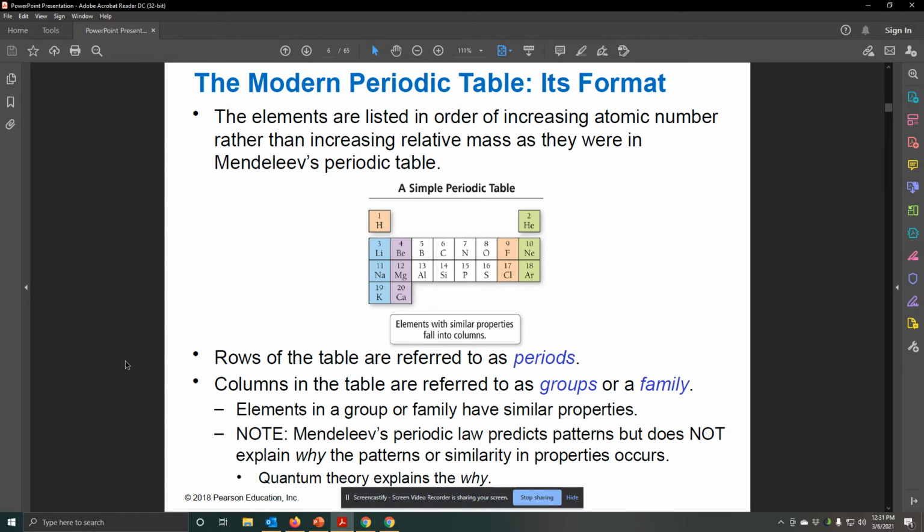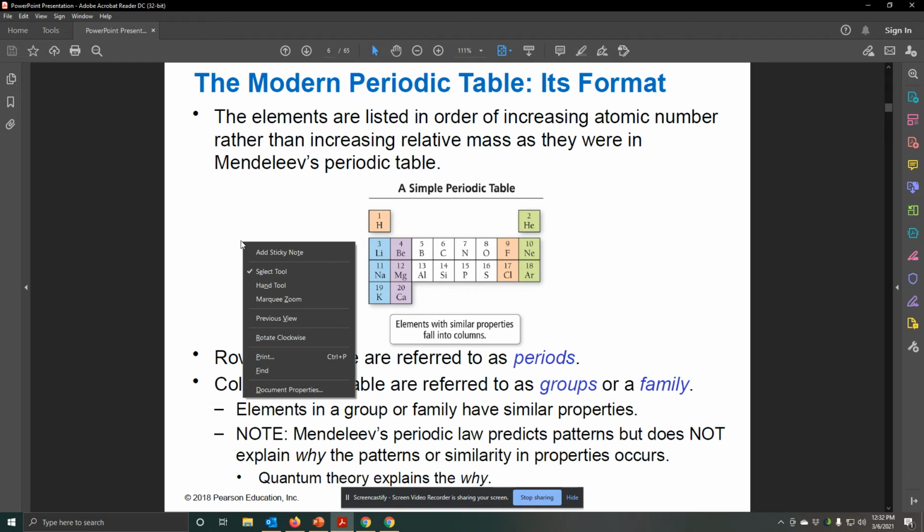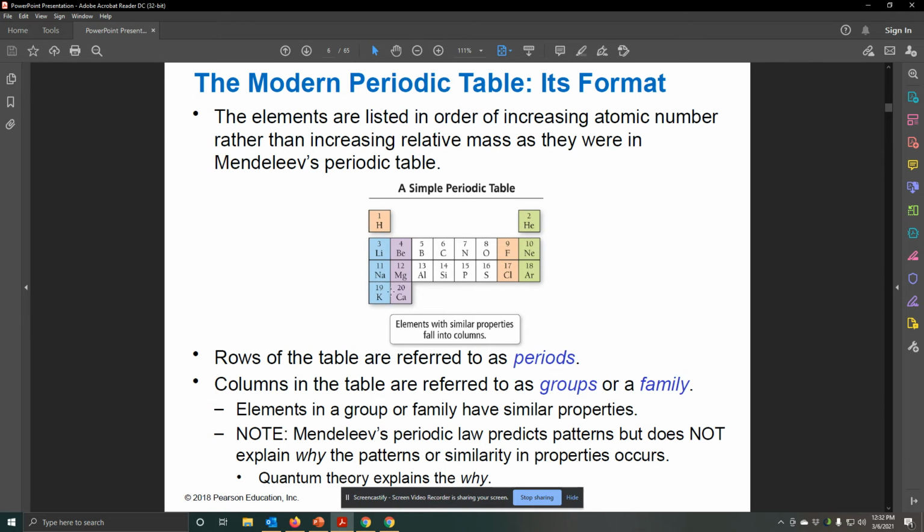All right, so again, this is obviously a very brief version of part of the periodic table. But again, we have our periods going across, and then we have our groups going up and down.